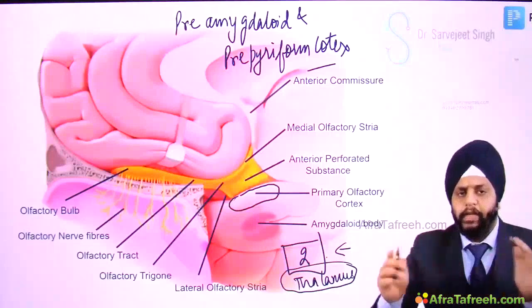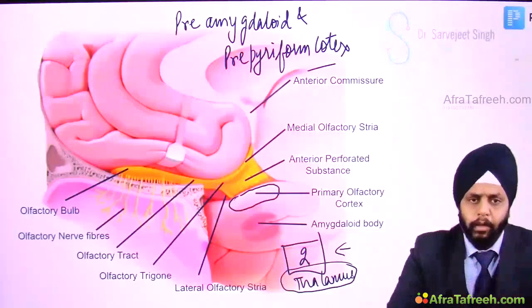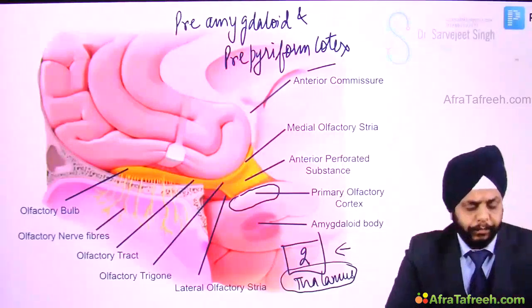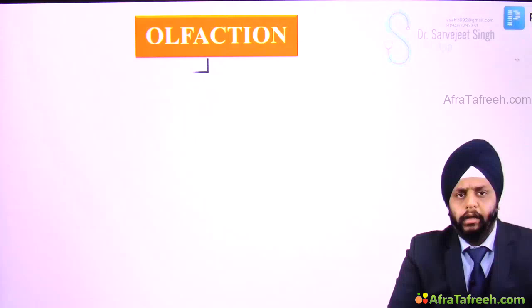Right? So it is directly reaching the sensory cortex without relaying in the thalamus. So this is important about this olfactory pathway. All right, now let's go ahead and look at olfaction.